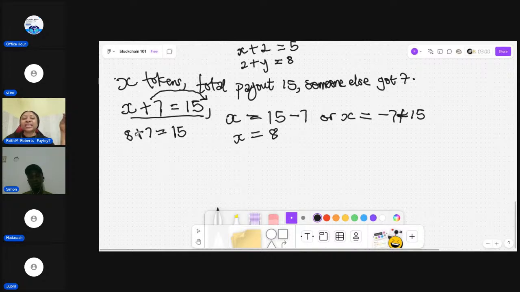So the smart contract has disbursed 8 tokens before it disbursed the next 7 tokens, since we know the total tokens that has been disbursed. So at the end of the day, 15 is equal to 15. Now, is 15 equal to 15? True or false? Is it true that 15 is equal to 15? Is this true? 15 here greater than or lesser than 15? So it is true.